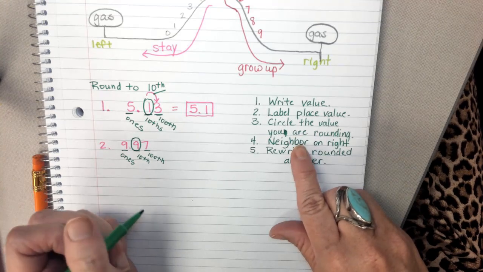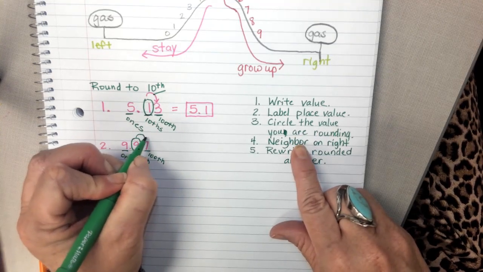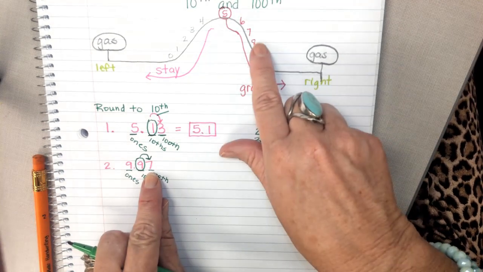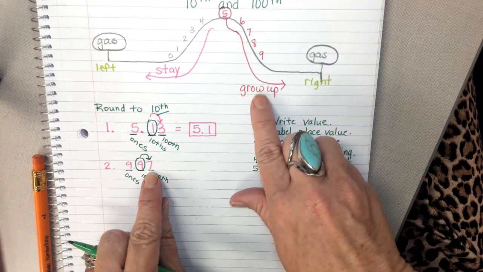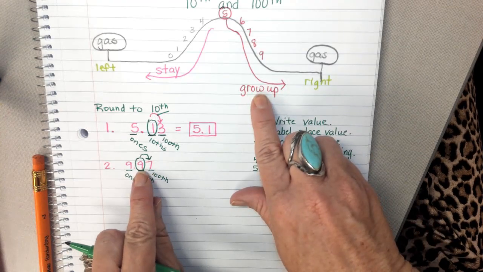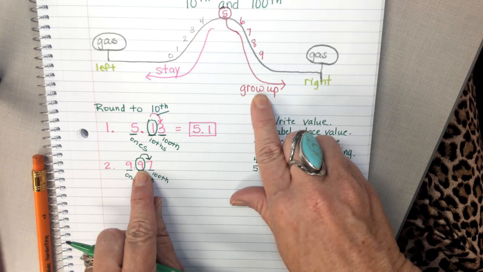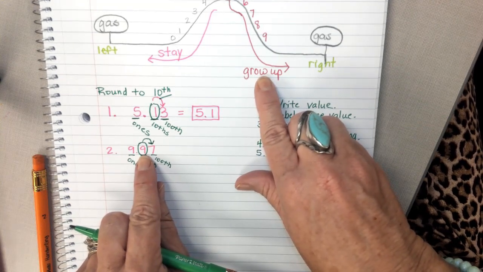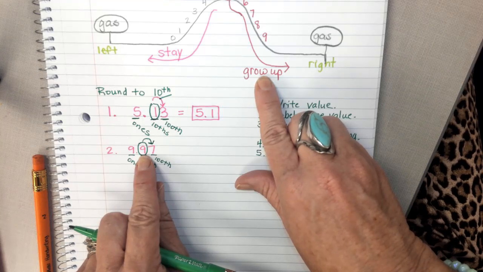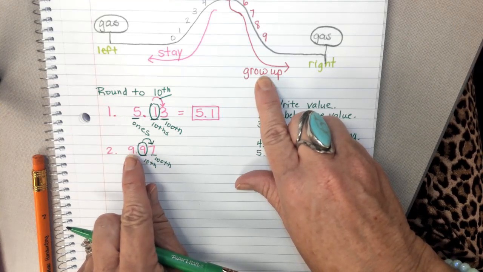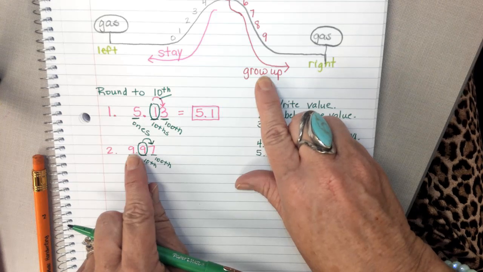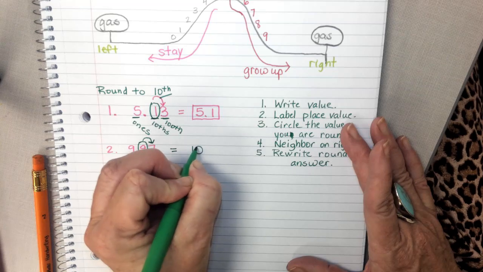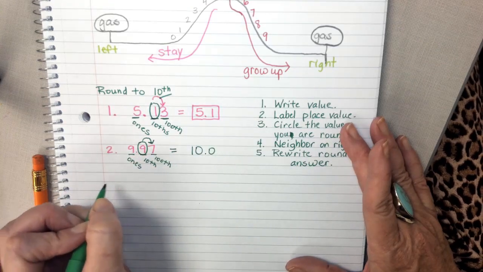I'm going to go to the neighbor on the right and ask for advice. The neighbor on the right is a 7. When I go up to my hill, the 7 says that we're going to grow up. Only the digit in the circle is the one that grows up. So I have to stop and think, well, what would come after 9? Well, the next number after 9 would be 10. And so if I have 10 here, that means that I'm going to have to bounce this number up to 10 also. So this value rounds to the whole number 10. Box in your answer.